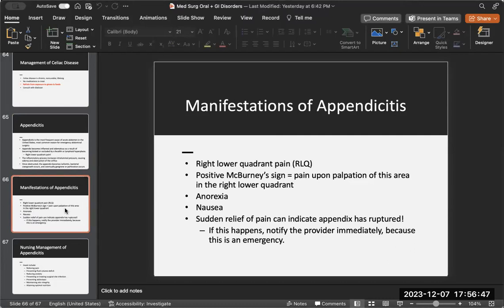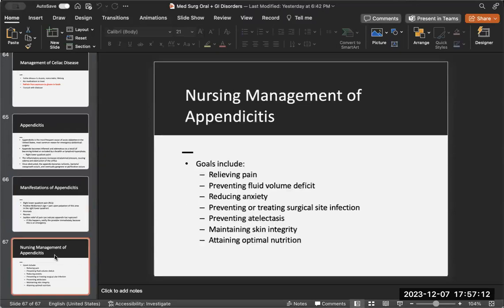And here's the thing, if they have a sudden relief of pain, let's just say they came in screaming, oh my God, I have so much pain. Like, you need to help me. Their vital signs are crazy. Then all of a sudden, they say, Doc, you know what? I feel better. Their appendix might have ruptured and you need to notify the provider. That's one of those NCLEX questions where you pick notify the provider because this is a medical emergency.